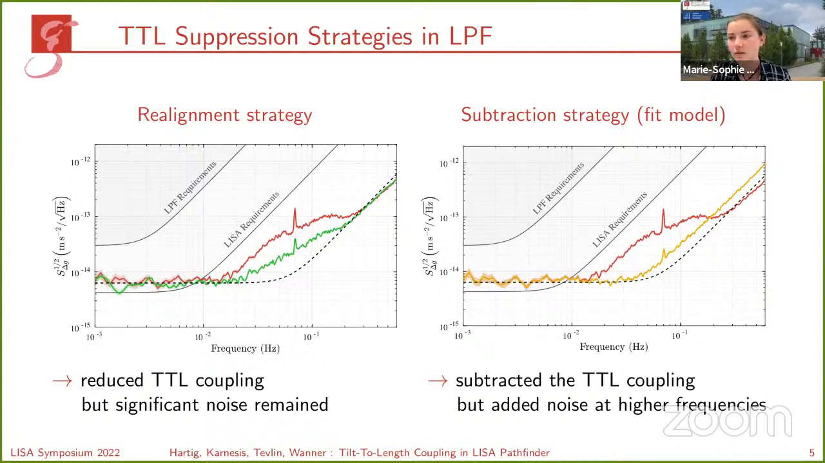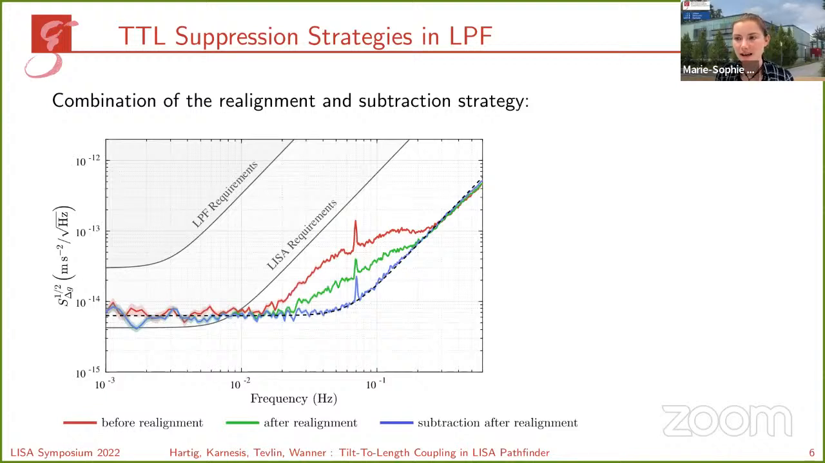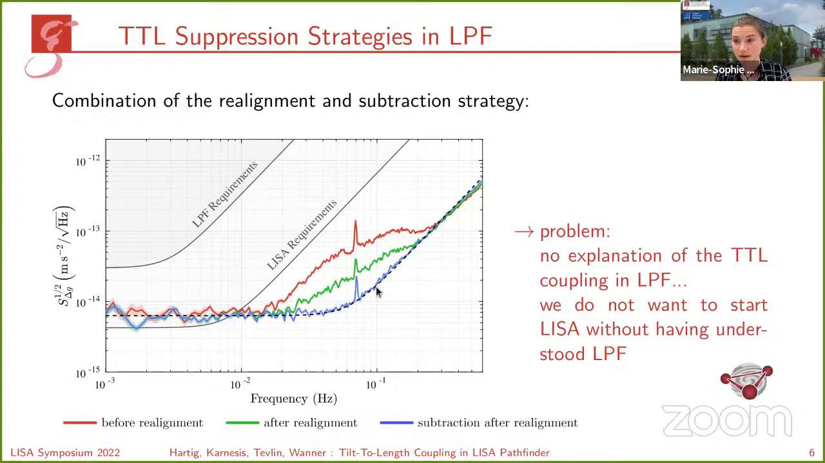So both methods by themselves are not sufficient. What had been done during the mission was to combine the two of them. First of all, the test masses had been realigned for tilt-to-length coupling reduction, yielding the green curve here, and then the subtraction method was applied to that residual noise, yielding finally the blue curve. So with that, tilt-to-length coupling was nicely subtracted from the data during the mission. However, till the end of the mission, there was no real explanation of that coupling. So it wasn't understood why the realignment did not work as well as expected. And such an explanation would also be necessary to finally validate these suppression strategies which have been applied and which are also planned for LISA. And we don't really want to start LISA without having understood this noise.